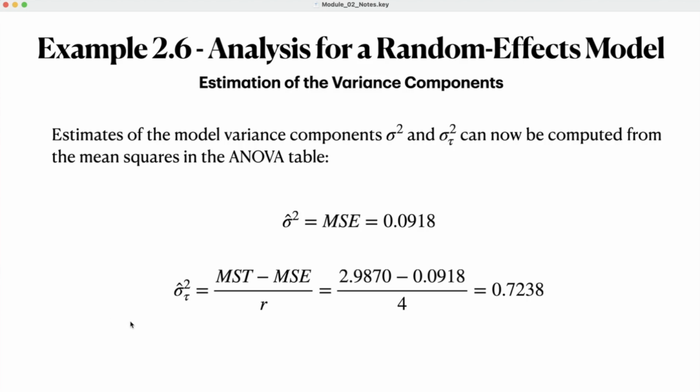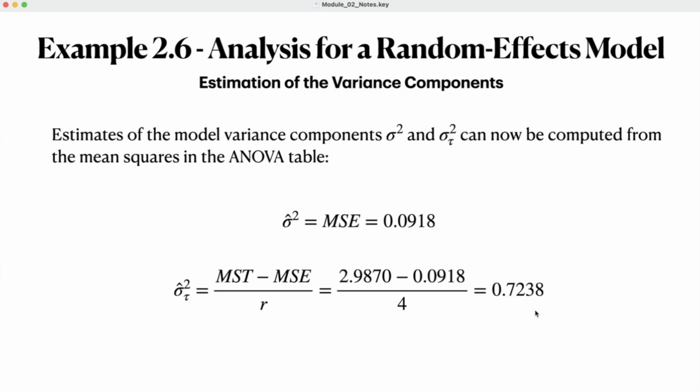The estimate of the variance associated with the random VAT effects, sigma tau squared, is denoted sigma hat squared sub tau, and that is given by the difference between the mean square treatment minus the mean square error, divided by the common sample size within each of the VATs. In this situation, because of the equal replication, this formula simplifies to something very nice. And anyway, we see here that sigma hat squared sub tau is equal to 0.7238.